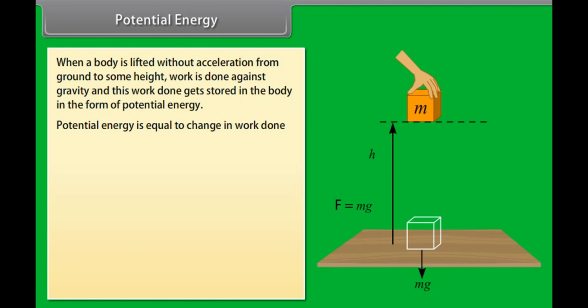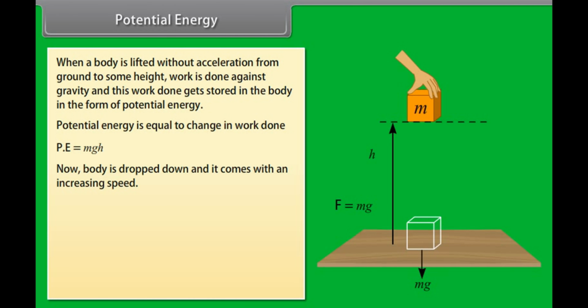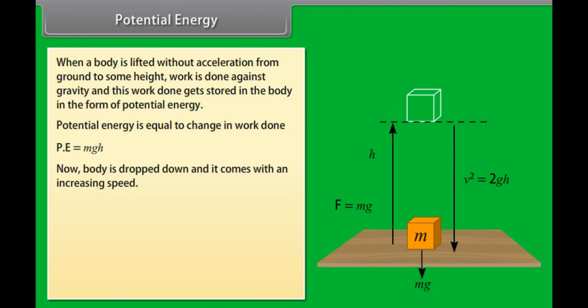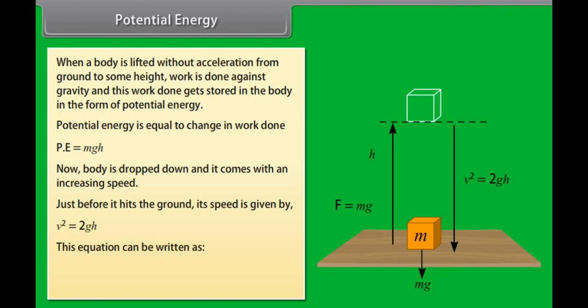Potential energy is equal to work done. So, potential energy is equal to mgh. Now, a body is dropped down and it comes with an increasing speed. Just before it hits the ground, its speed is given by v square is equal to 2gh. This equation can be written as half mv square equals mgh.